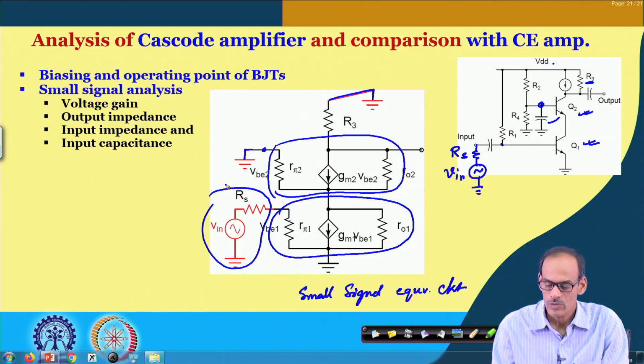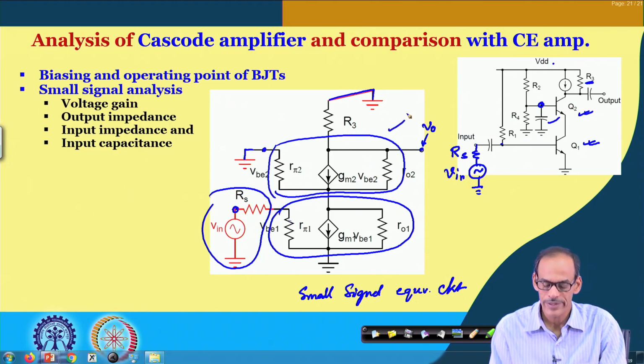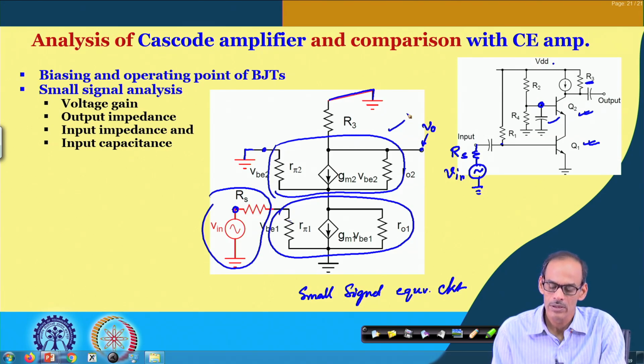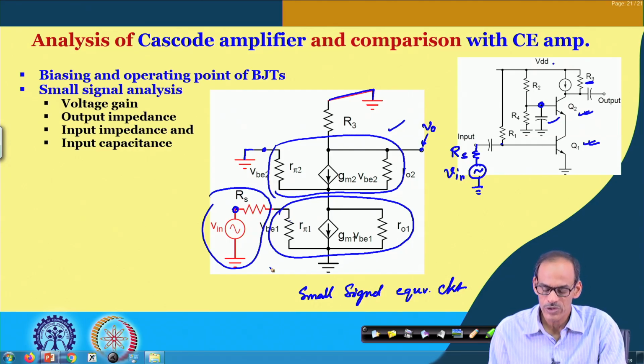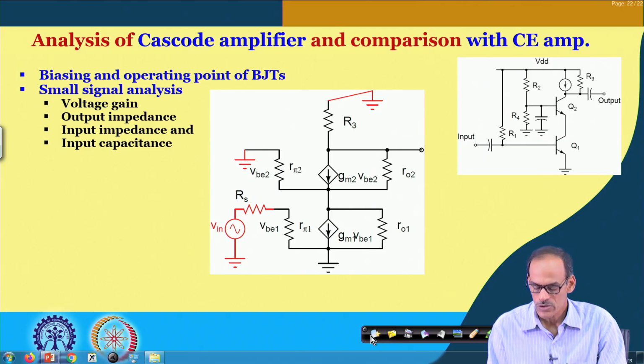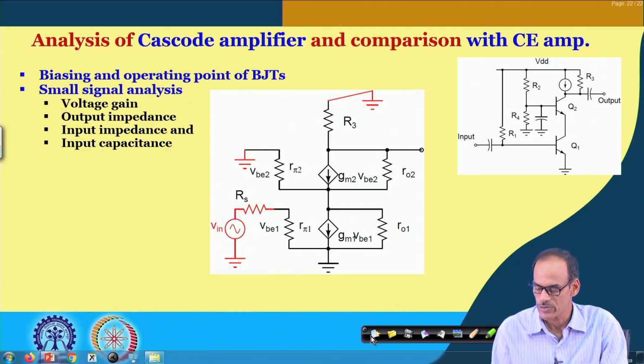Now, this is the primary output, so we will be observing the output here. To get the gain from this primary input to this output, we need to analyze this circuit. Either we can analyze this entire circuit, or we can go a little intuitive way to simplify the analysis. Let us see what simplification we have.